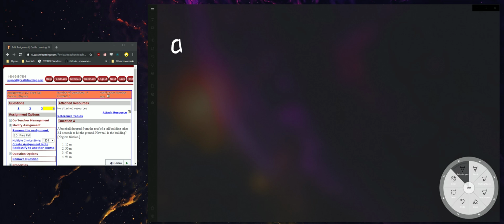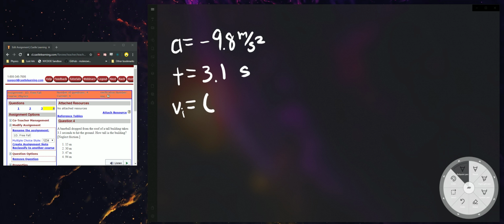So, a baseball dropped from the roof of a tall building. Again, it's dropping, so we know that our acceleration due to gravity is negative 9.8 meters per second squared. And the baseball takes a time of 3.1 seconds to hit the ground. So once again, what else do you know? Well, you also know that your initial velocity is 0. You're dropping it. If it doesn't say otherwise, we can assume it dropped from rest. So how tall is the building? You want to know the height.